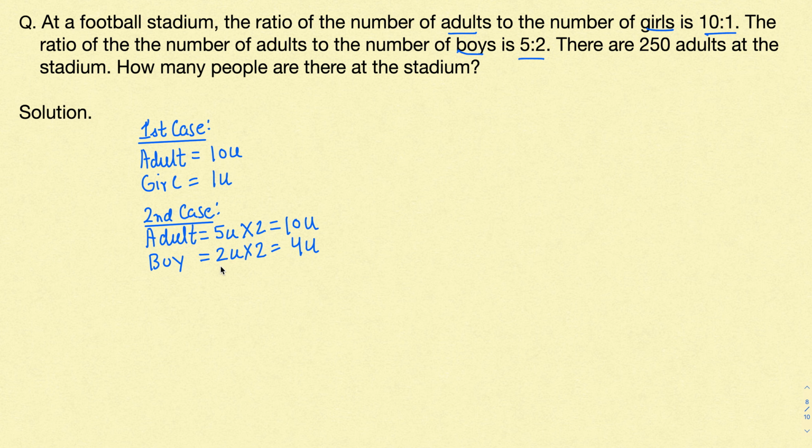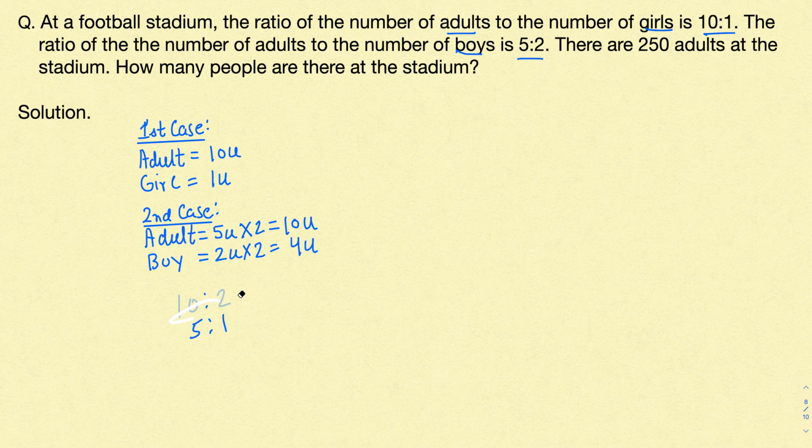See, if I don't multiply it here, if the number of adults is 10 and the number of units of boys is 2, the ratio will change. If it's 10 is to 2, the ratio will become actually 5 is to 1. But we have to keep the ratio the same. We should not change the ratio of the adults and the boys, right? So whatever operation, multiplication or division, we are doing with the units of adults, we should do the same for the boys.